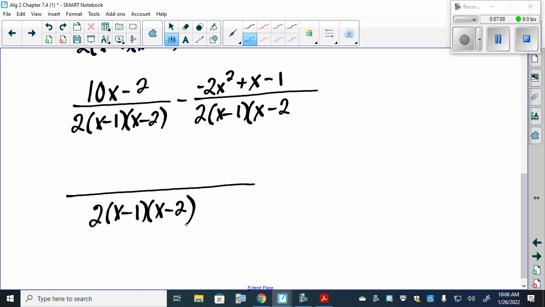Now we can go on and subtract these here. Now the first term isn't going to really change because it's just 10x minus 2. And what we're doing is we're subtracting everything in the second numerator. So we have negative, or subtracting negative 2x squared plus x minus 1.